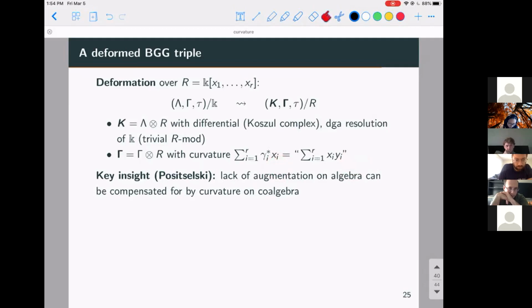So let me not explain what exactly this notation is. I won't have time to flesh it out anyway. But this is due to a key insight of Positselski, who realized that in generalizing the theory of Koszul duality, when an algebra doesn't have an augmentation, some DG algebra map to the base field or ring, then on the coalgebra side, you have to actually compensate for that by placing a curvature.